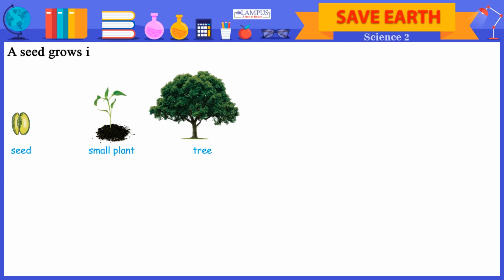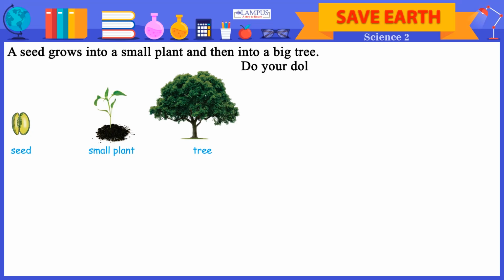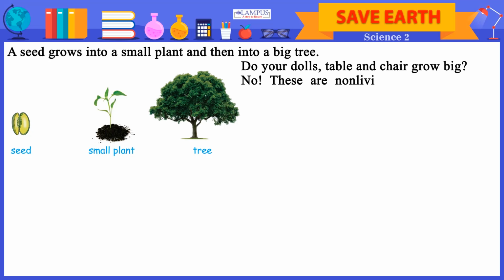A seed grows into a small plant and then into a big tree. Seed, small plant, tree. Do your dolls, table and chair grow big? No, these are non-living things that never grow.